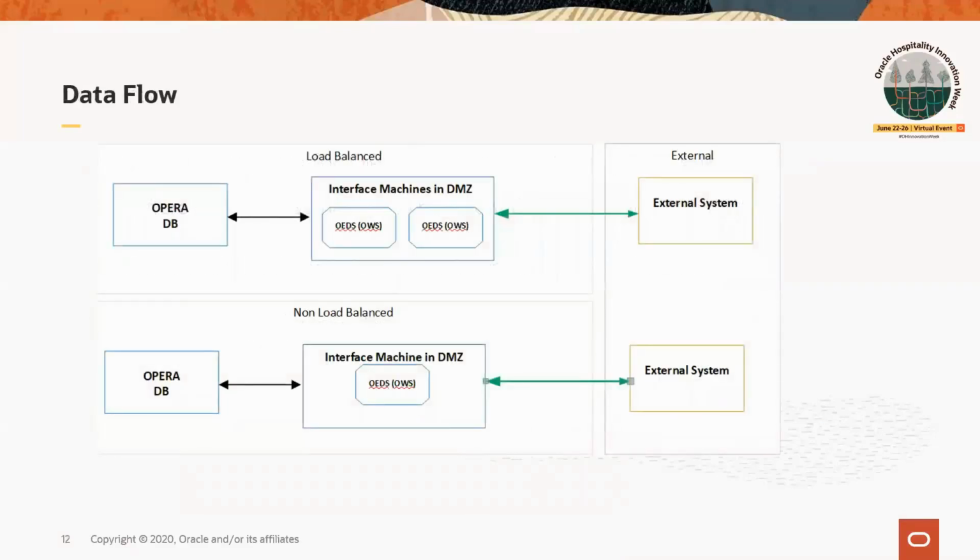Now, let's look at the data flow. As previously mentioned, HTNG interface is a two-way interface. From the external system, the calls are sent to a URL. Now, the URL may be a single server as shown below, or it may be a load balance as shown above. From Opera outbound, it comes out of the OEDS server if it's in a non-load balance situation and below, or one of the OEDS servers in a load balance situation as shown above.